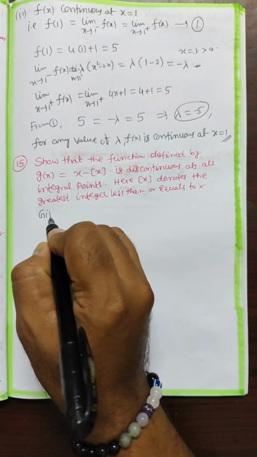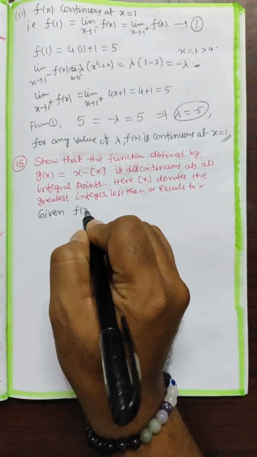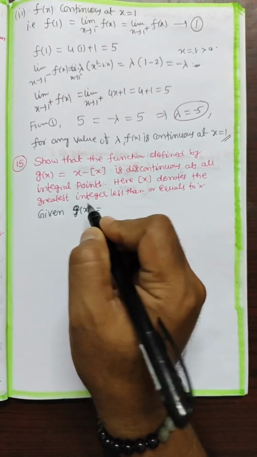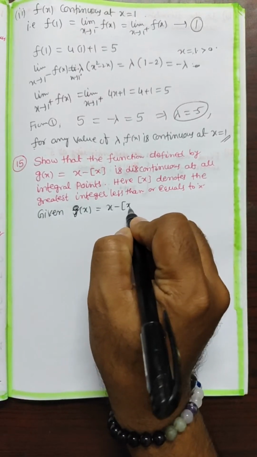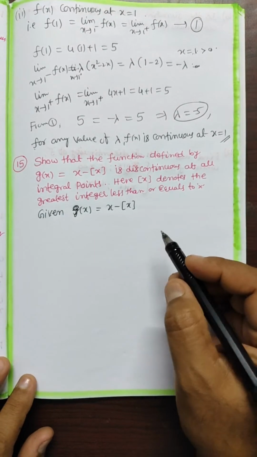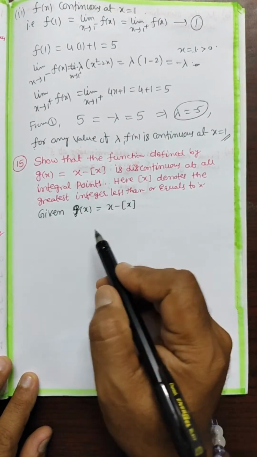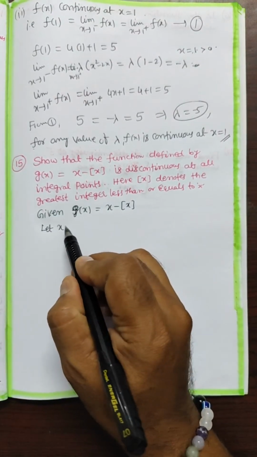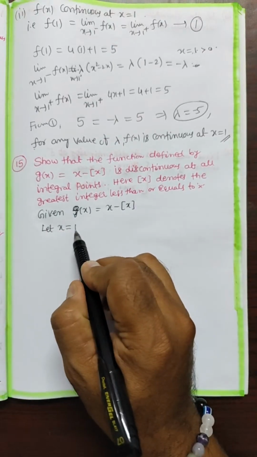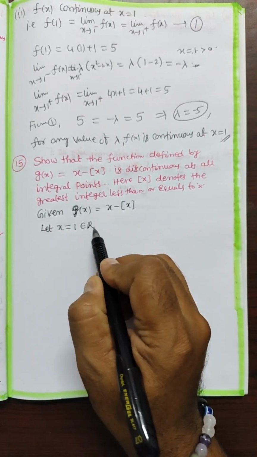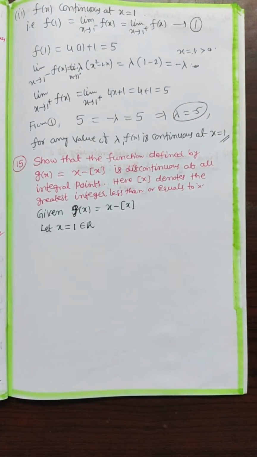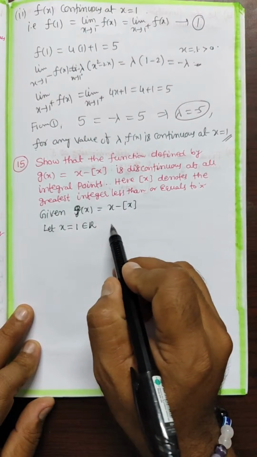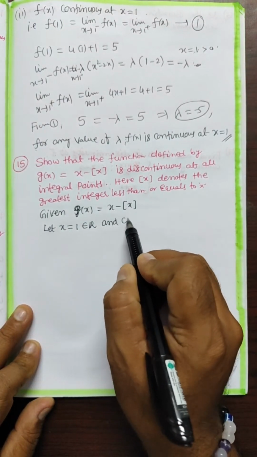So what I am going to do is, given f of x equal to g of x minus step x. Let x be any one. 1 belongs to R. At x is equal to 1, we are going to verify the continuity. 1 belongs to R, and checking the continuity.